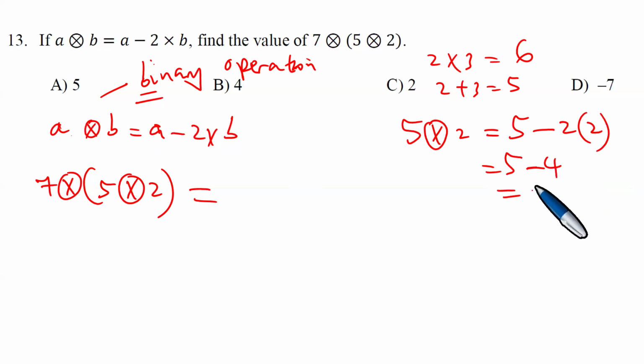What is 5 minus 4? It's exactly 1. So that would mean 5 cross 2 is 1. Because according to this rule, it is the first one minus 2 times the second one. So the first one is 5, minus 2 times the second one, 2 times 2. And 2 times 2 is 4. 5 minus 4 is 1.